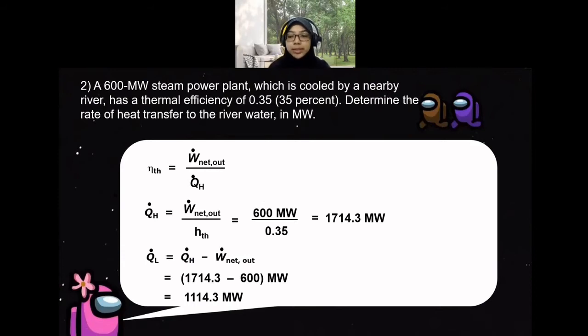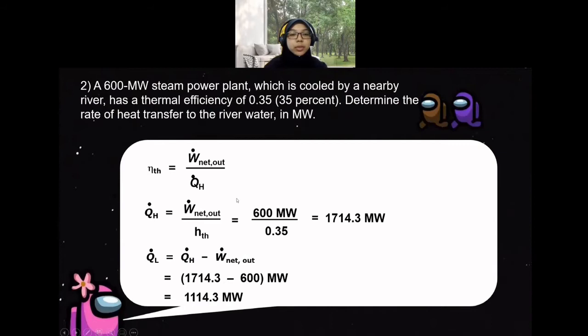My matrix card number is B0920102299. So today I would like to discuss question number 2, number 5 and number 6. So first question is question number 2. A 600 megawatt steam power plant which is cooled by a nearby river has a thermal efficiency of 0.35. The question is to determine the rate of heat transfer to the river water in megawatt. So first we need to know the value given. 600 megawatt is W dot out because the power plant produces the output. And 0.35 is the value for thermal efficiency.